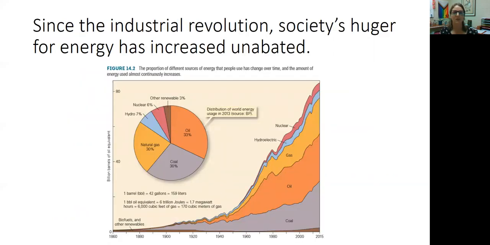And since the Industrial Revolution, society's hunger for energy has increased unabated. So looking at this chart, you can see that in the 1800s, we didn't require a lot of energy to go about our daily lives. We did some, but most of that came from burning wood, using the sun to heat up water, things like that. However, in recent time, starting in the late 1800s, but really picking up in the mid 1900s, our use of fuel has skyrocketed. Our use of coal, oil, gas, it's all increasing through time.